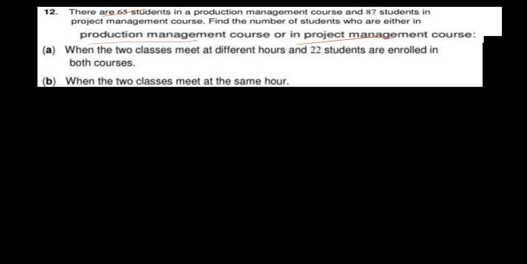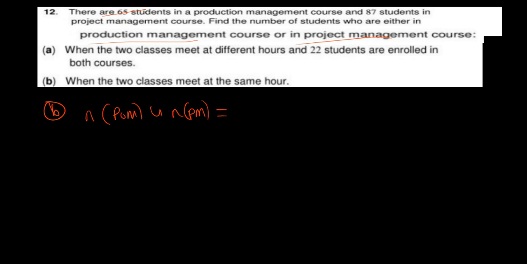For B, we are saying when two classes met at the same hour. When it is at the same hour, what we do is we unite them. So we are saying the number of production management, union, plus the number of project management.